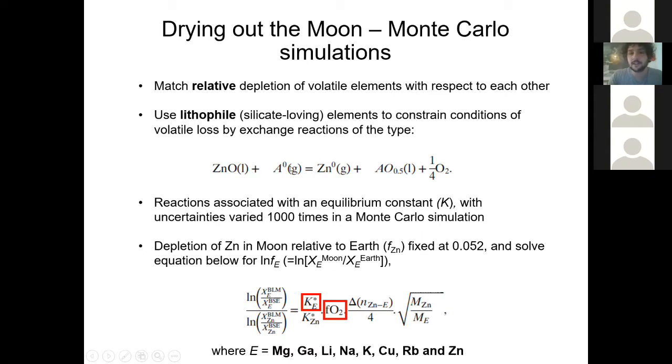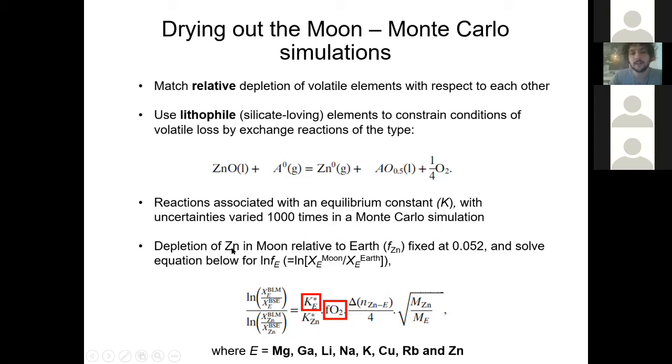So half R to the left, half R to the right is this reaction as a function of temperature. So we can constrain both the fO2 and the temperature. And what we do is perform a Monte Carlo simulation 1,000 times, in which we vary slightly the equilibrium constant of this reaction within its uncertainties. And then we predict, based on this, the depletion of the other element in the moon.